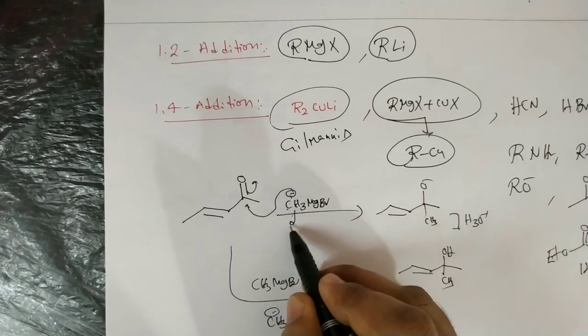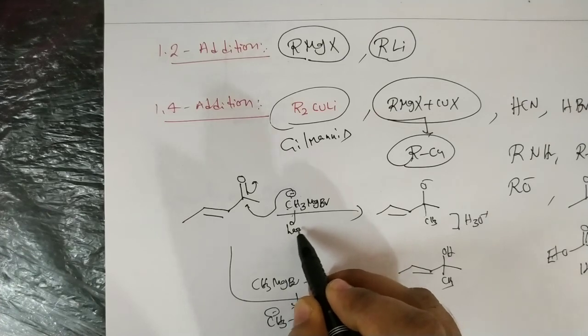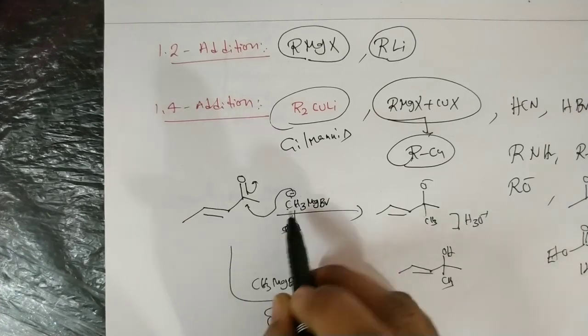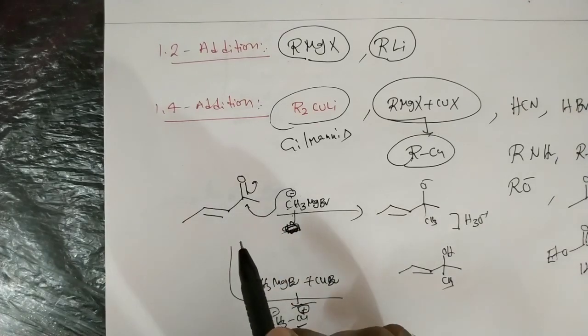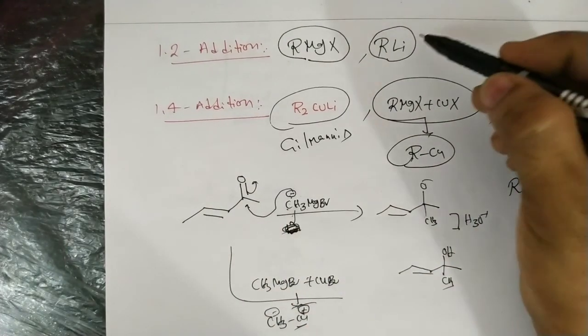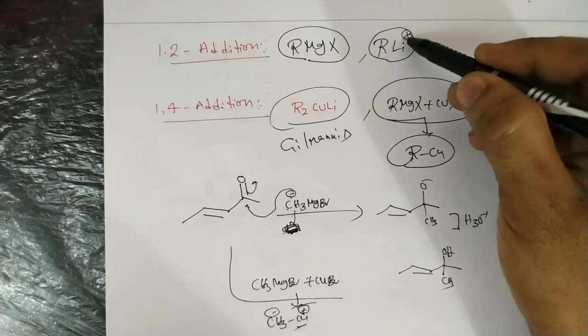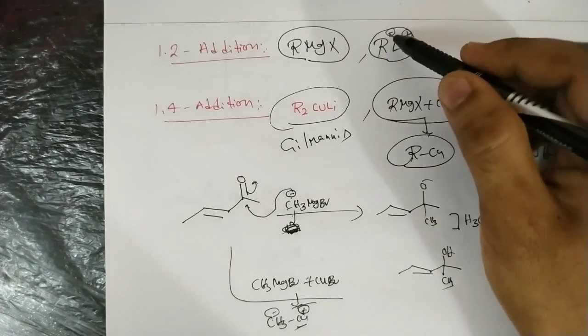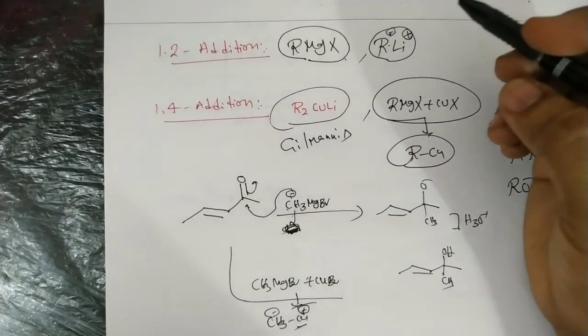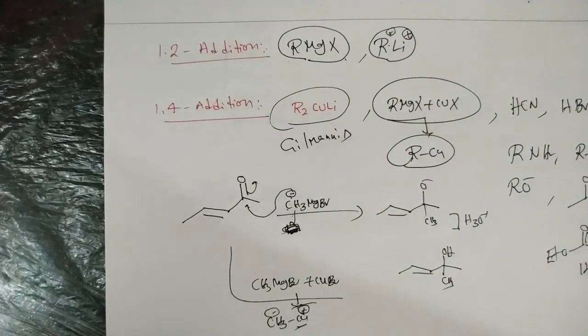That strong nucleophile attacks on this carbon. Alkyl lithium also, since lithium is more electropositive, there is more positive charge on it and more negative charge on carbon. Strong nucleophiles like these are involved in direct 1,2 addition.